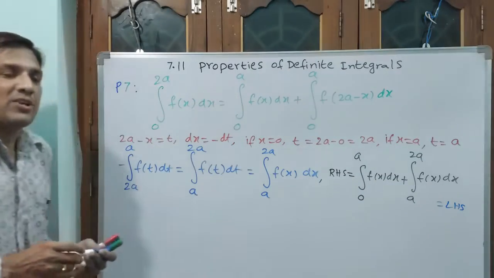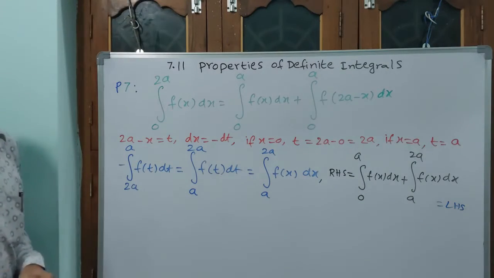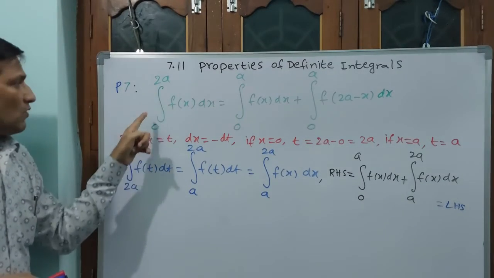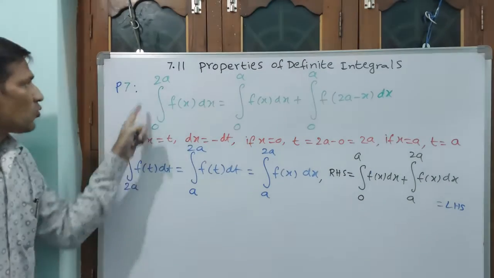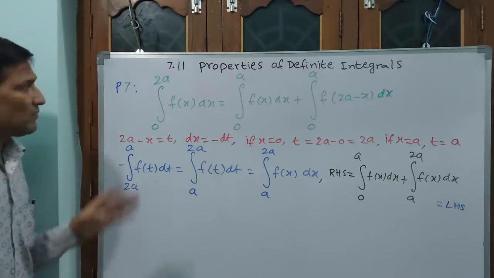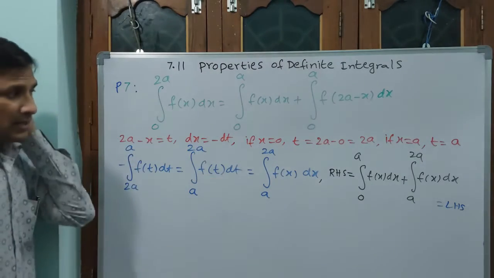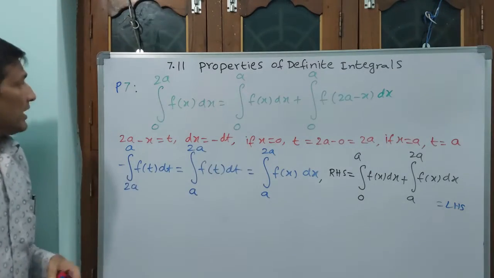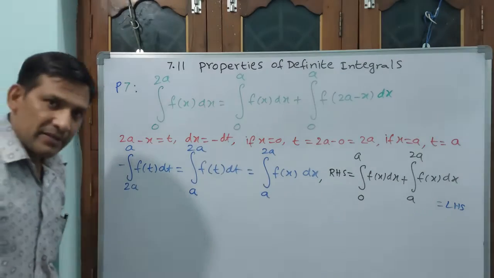I need not give much explanation. You know very well. See, 1, 2, 3 is there. 1 to 2 same function, 2 to 3 same function. This property we have already seen, the fourth or third property I think. As per that property, now the RHS has become the LHS. Okay, take this, we go for the 8th property.